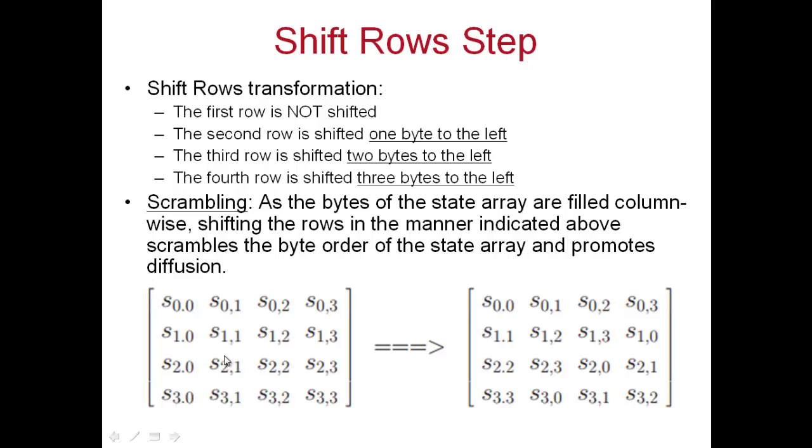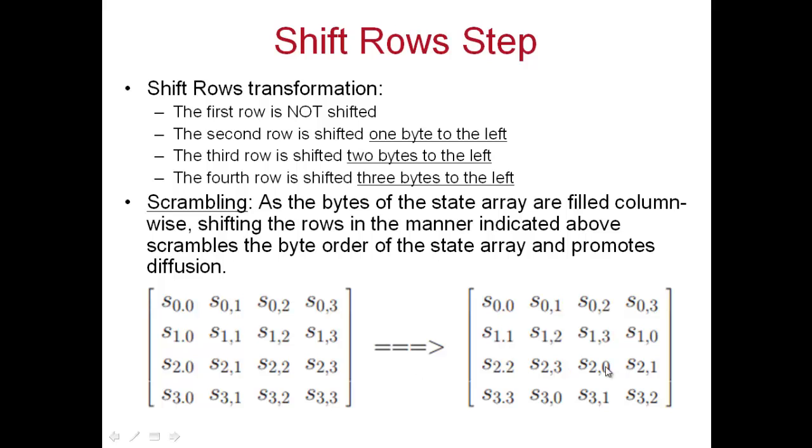Which means S11 is moved one byte to the left, S12 is moved one byte to the left, S13 is moved one byte to the left, and S10, when you move to the left, wraps around and comes here. The third row is shifted 2 bytes to the left, so S22 moves here, S23 moves here, S21 wraps around 2 bytes to the left and comes here, S20 wraps around 2 bytes to the left and comes here.